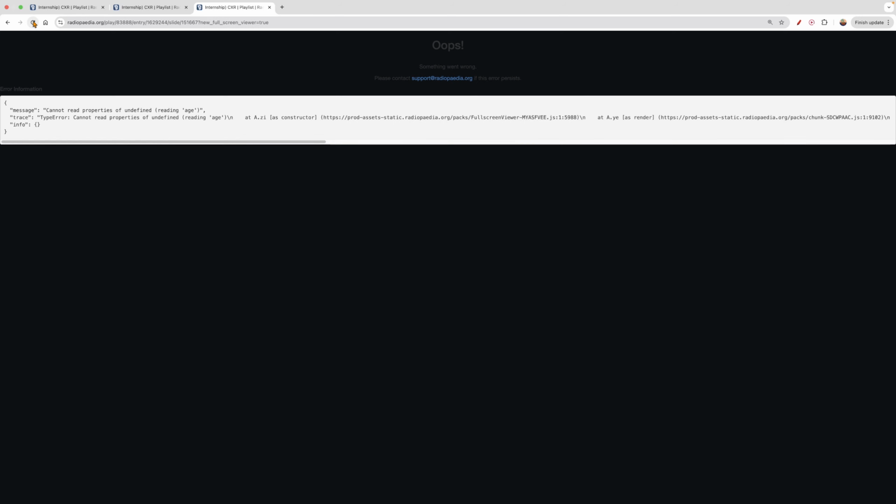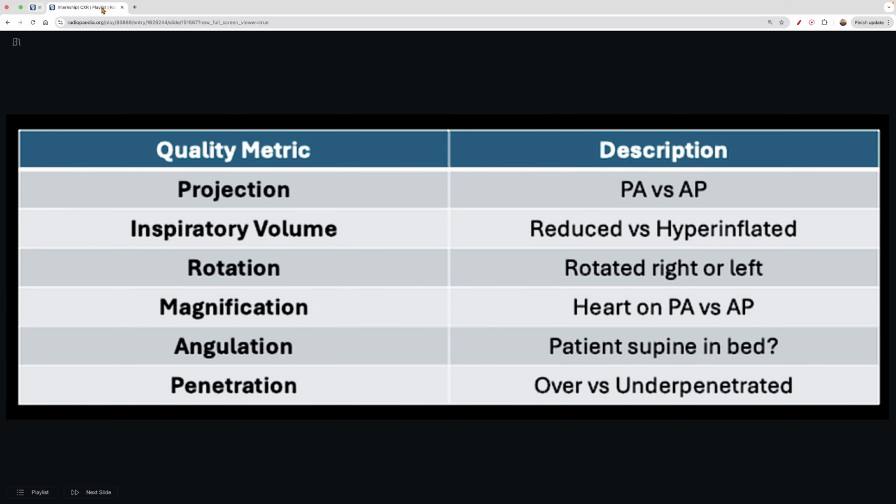I'm just going to refresh. And so for the quality metrics of assessing a chest radiograph, I like to remember the mnemonic peer map. Just everything I have here, you can choose any other way to remember it. So the projection is how the chest radiograph is taken.